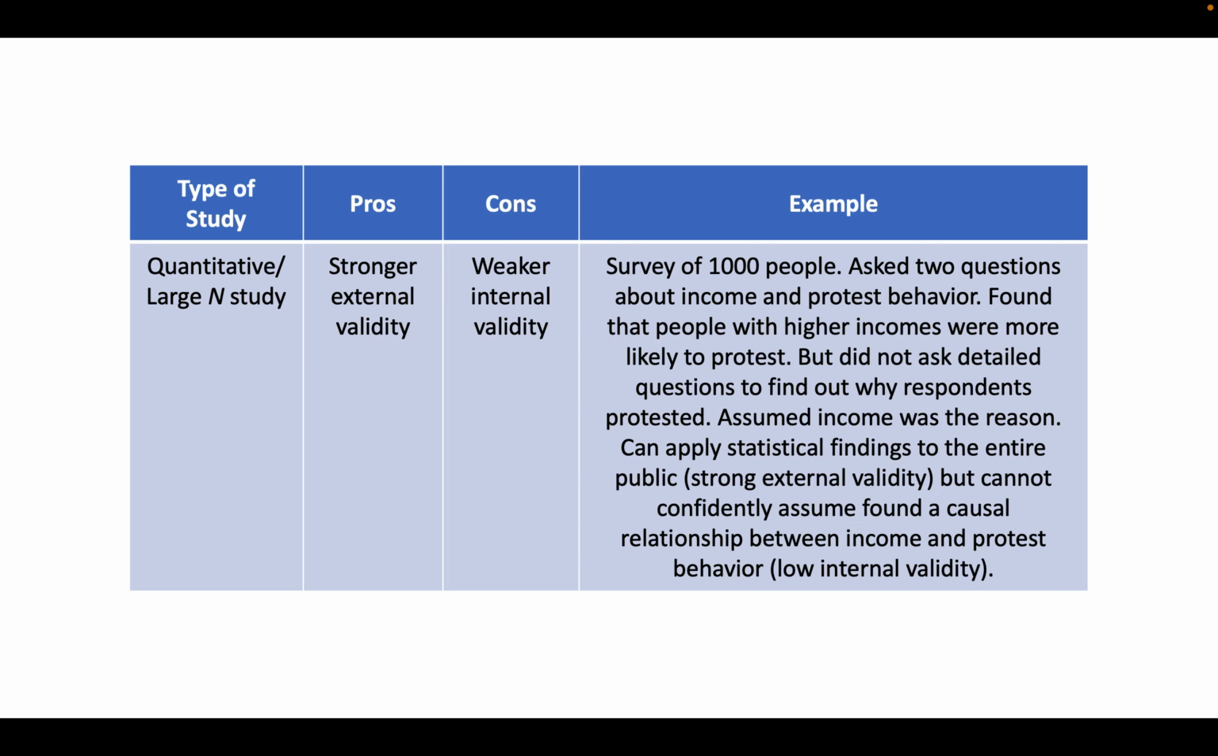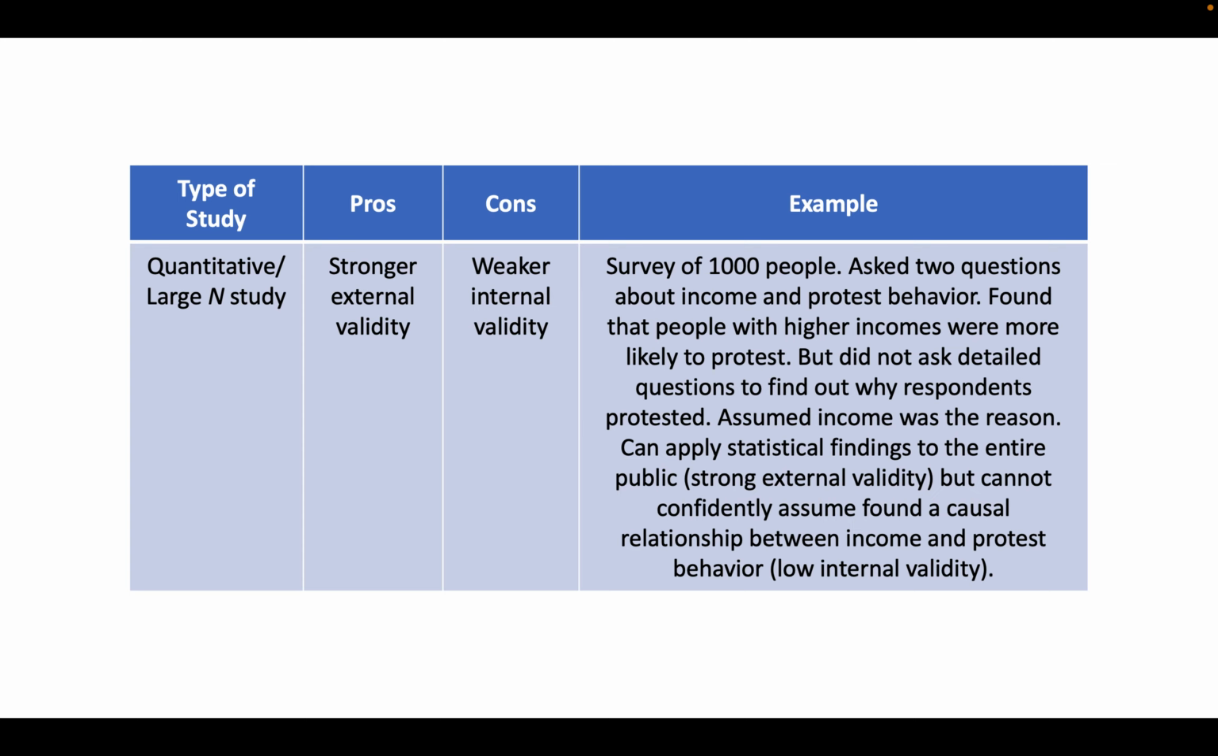The weakness is that we have relatively weak internal validity. In other words, the information that we gather at this very broad aggregated level is fairly general, not all that specific. So weaker internal validity is the case when you don't have as much specific, detailed information about each individual participant in the survey.